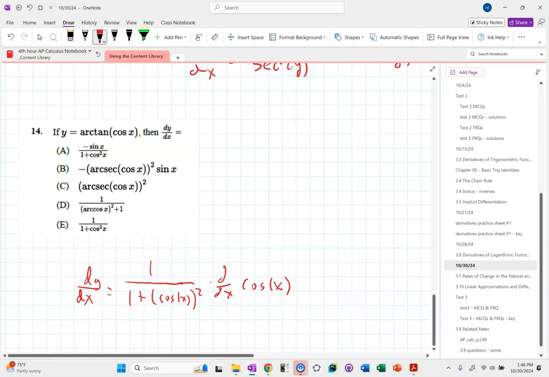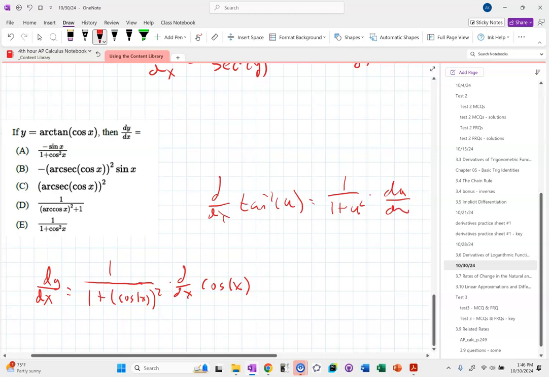So far, so good? Yeah, so if I have the derivative of tangent inverse of x, well, I'm going to use the letter u. That's going to be 1 over 1 plus u squared times the derivative of u. So my u in this case is cosine, so I put a cosine in there, and then I do the derivative of cosine. Is that clear? So the inverse for tangent, when you combine with the chain rule, you just put the other part on the bottom.